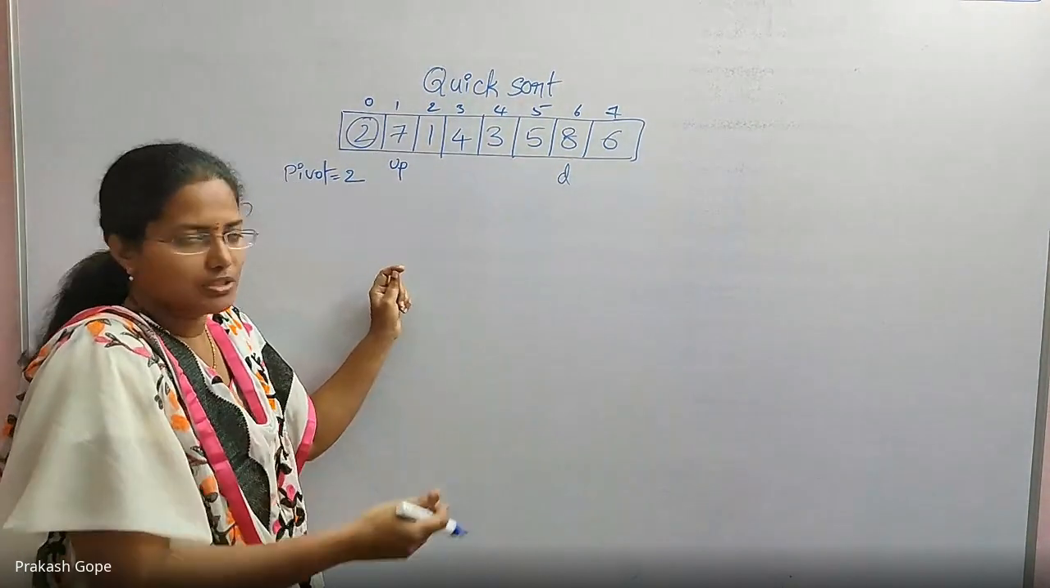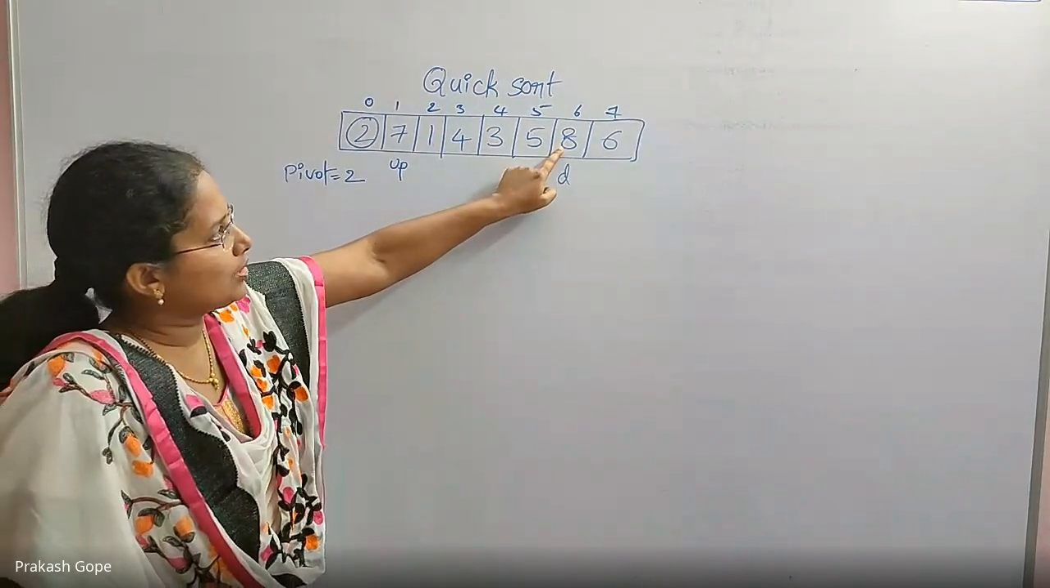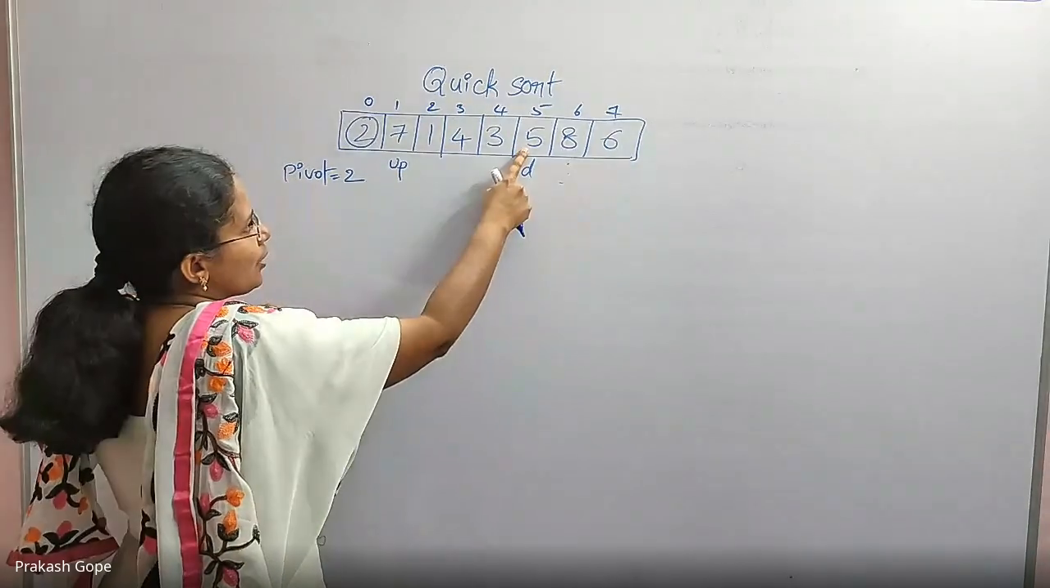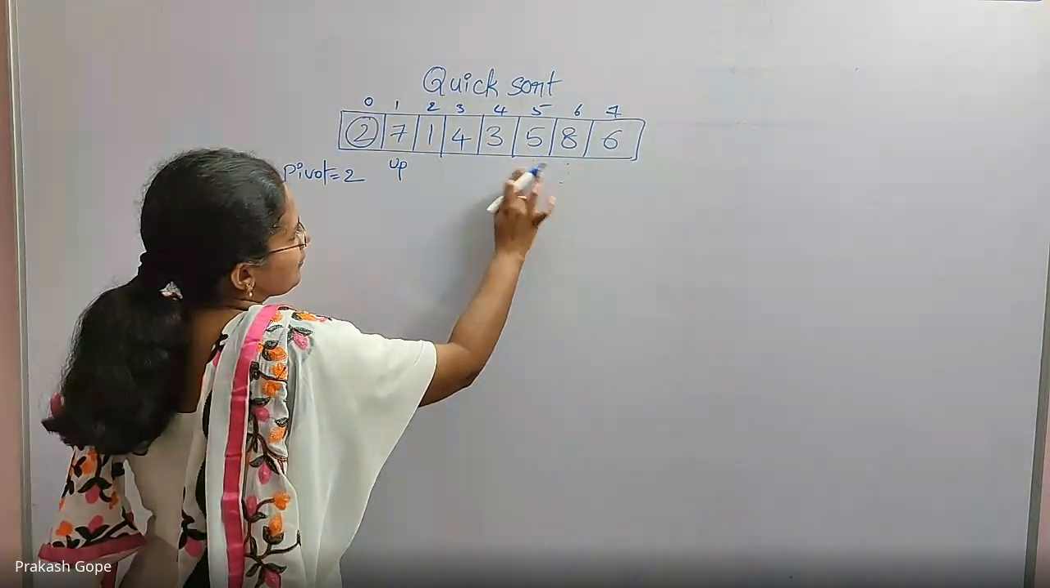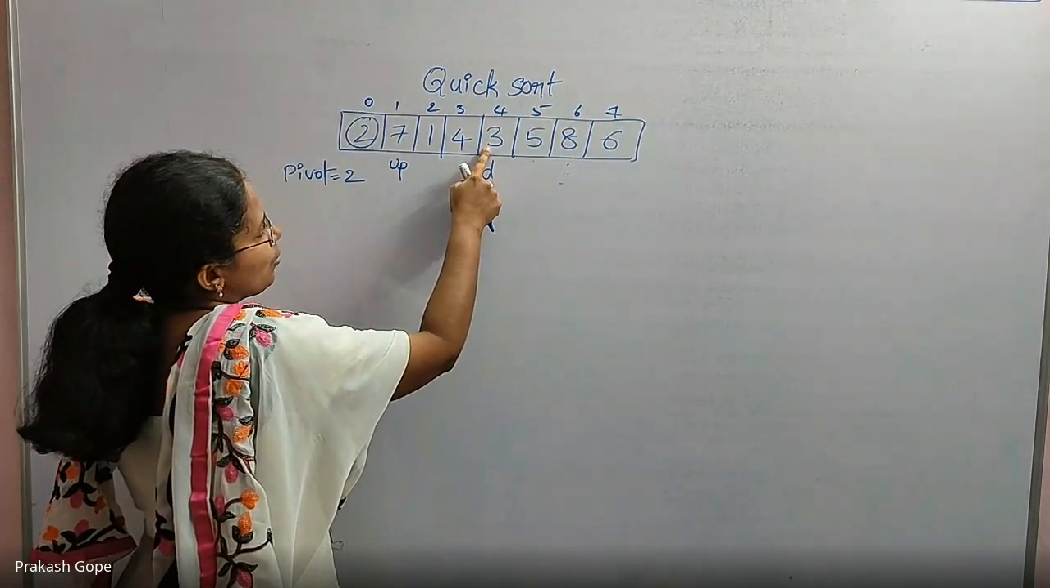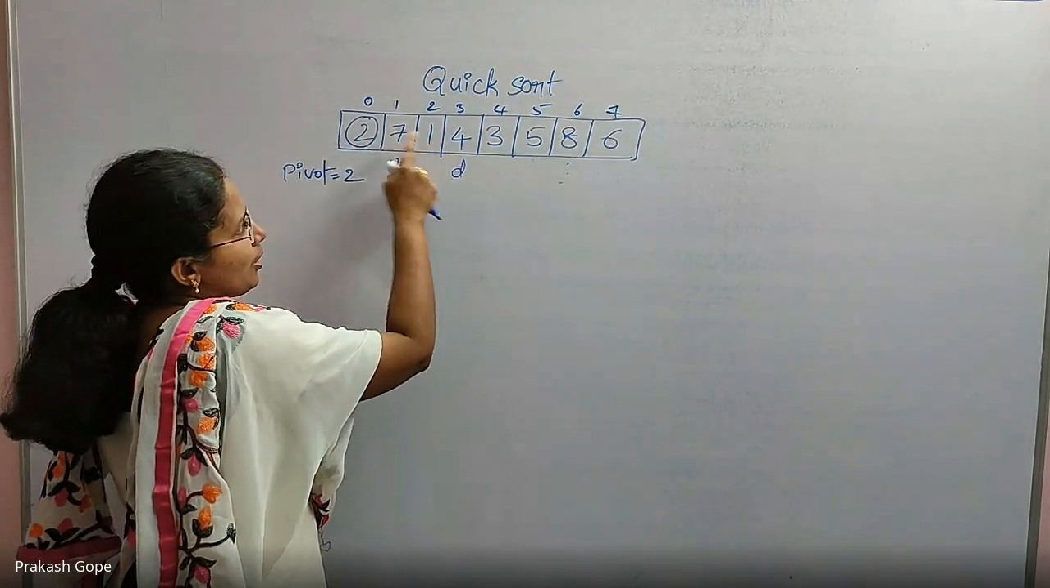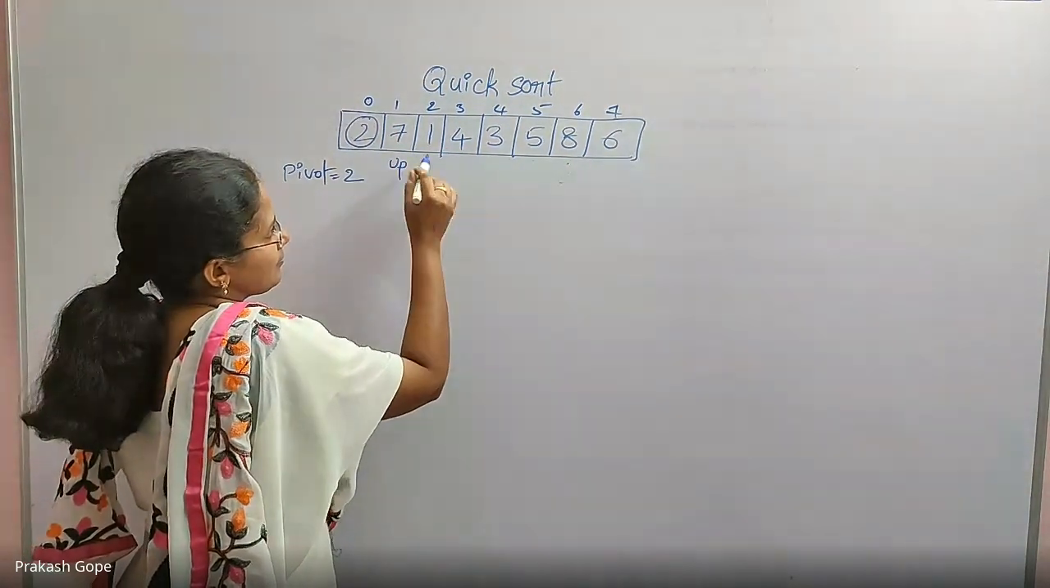Next, continue the same process. A of down is greater than pivot? Yes. Reduce down. Again, A of down is greater than pivot? Yes. Keep reducing down while A of down is greater than pivot.